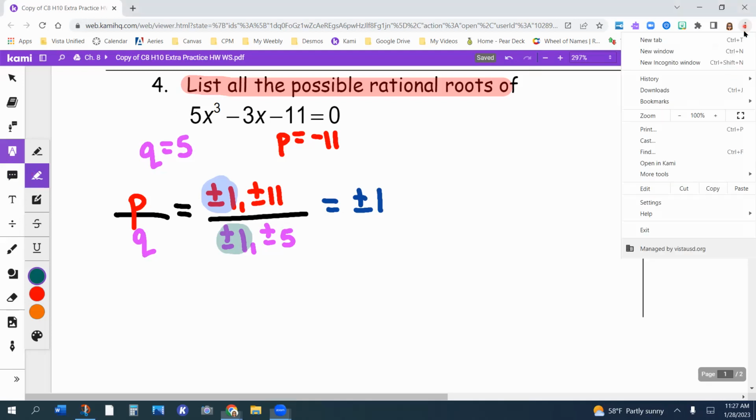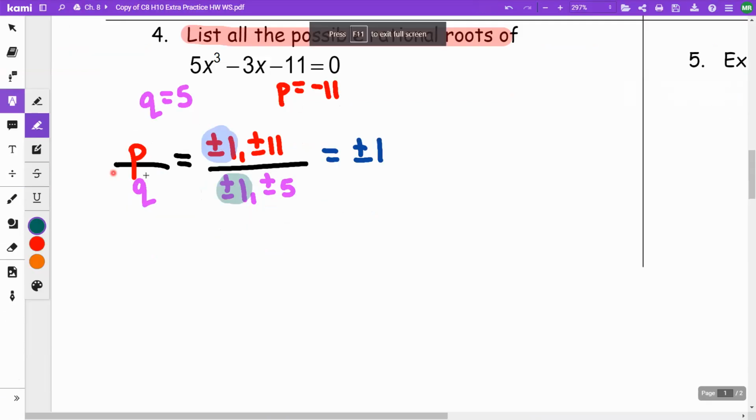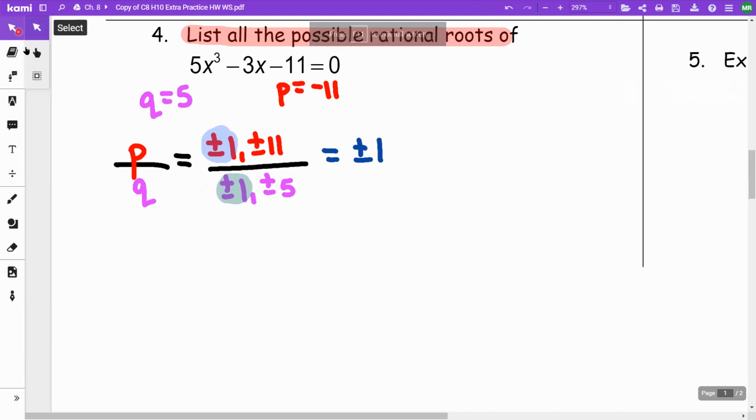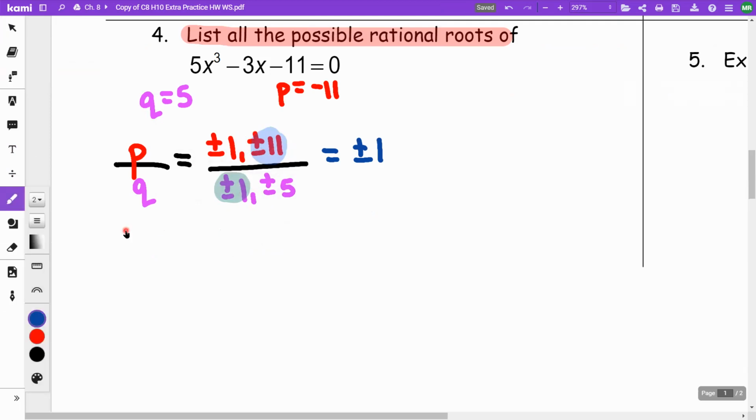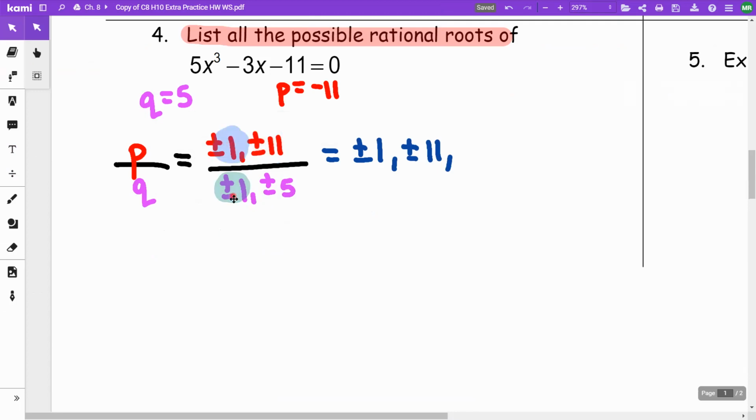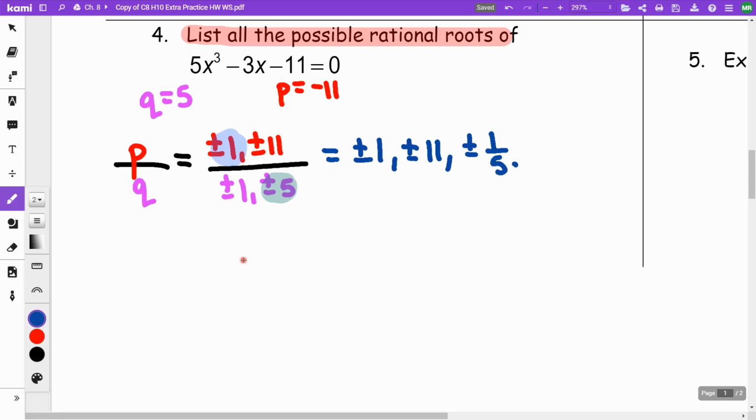Okay, sorry, I was just changing color so I could move these a little easier. So what's happening here is I am taking this positive -1 over positive -1. Then I'm going to take this positive -11 over positive -1. So I'm taking both of those over the 1. Then I am going to take both of these over the 5. So I'm going to go 1 over 5, and that's going to give me a positive -1/5.